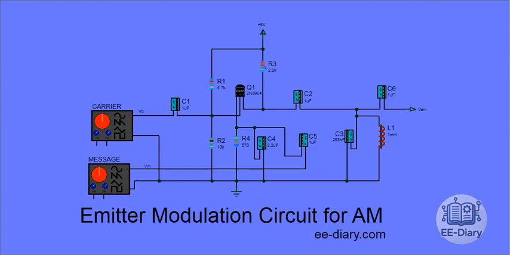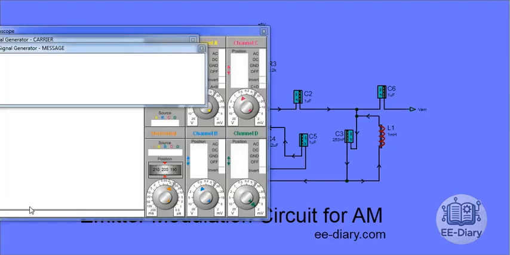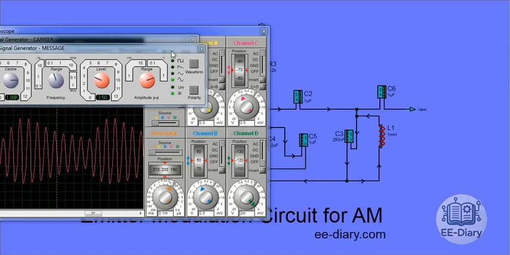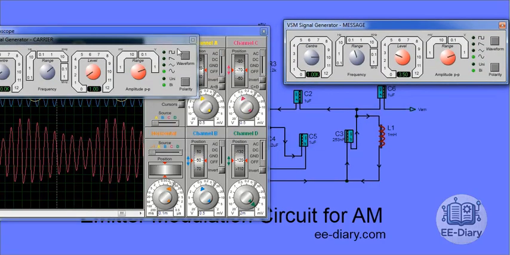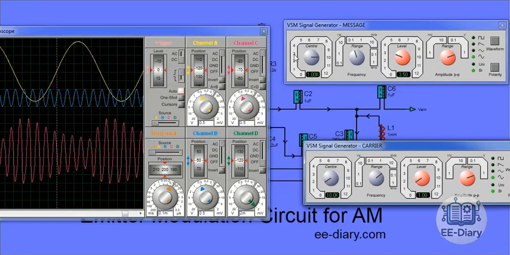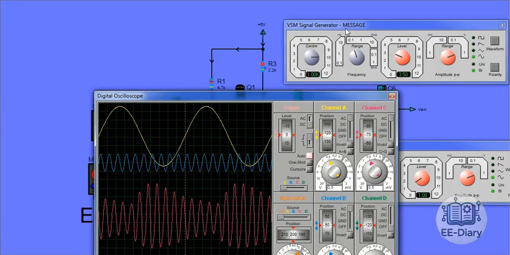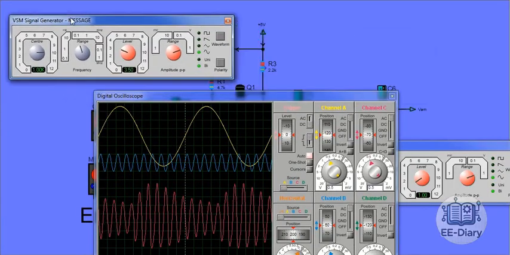Welcome to this simulation of an emitter modulator circuit for amplitude modulation. Here, you can see the complete circuit, including the two N3904 transistors, biasing resistors, coupling capacitors, and the signal sources we'll be using for modulation.